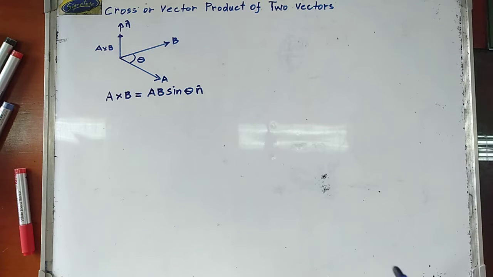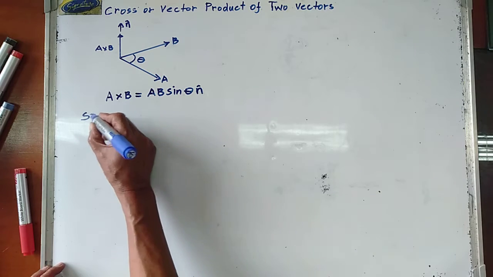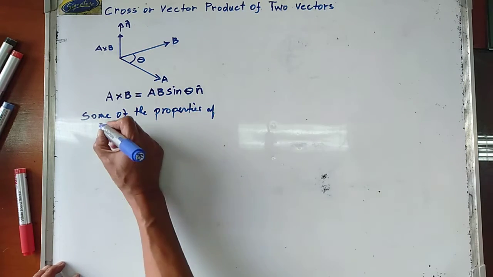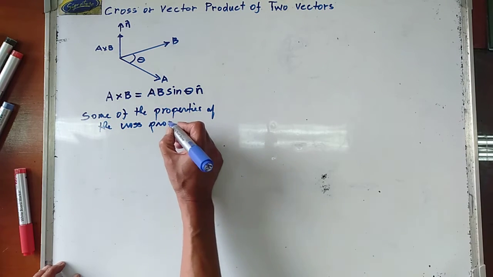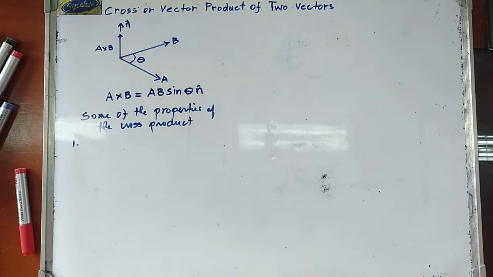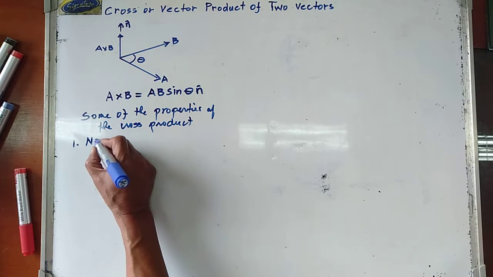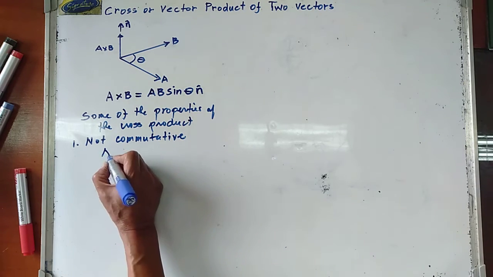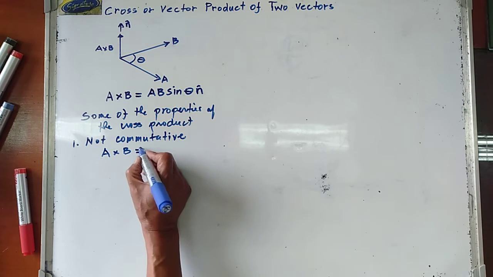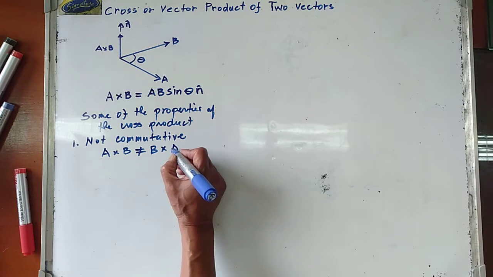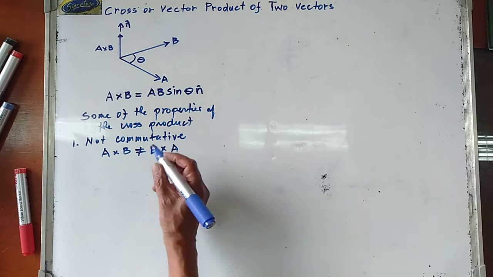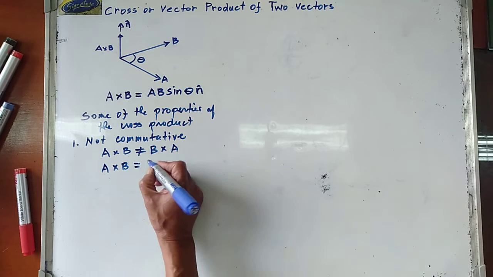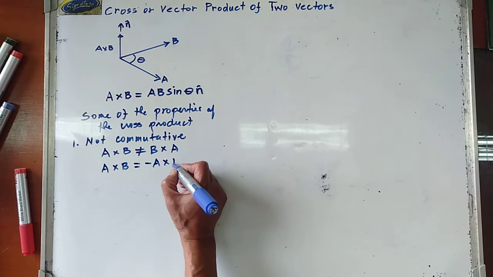Now, what are therefore the properties of the cross product? First, the cross product of two vectors is not commutative. Hence, vector A cross vector B is not equal to vector B cross vector A. So how are you going to remove the non-commutativity? They are not equal, so we have vector A cross vector B is equal to negative vector B cross vector A.